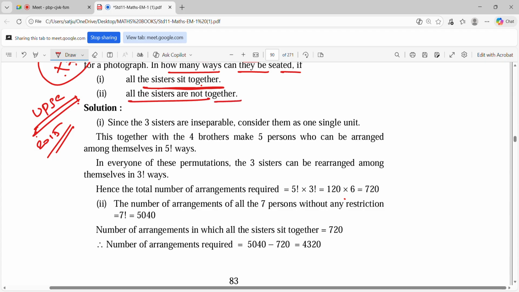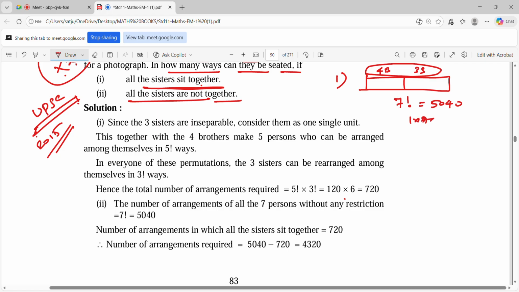Now, all the sisters not together. Please understand. All the sisters not together means, first step, you find the total arrangement. Total how many people are there? 7 people: 4 boys, 3 sisters. You have to find the total arrangement possible. 7 factorial, which is 5040. 1 into 2 into 3 into 4 into 5 into 6 into 7. 6 factorial is 720, 7 factorial is 5040. This is the step. Yes, this question was there.